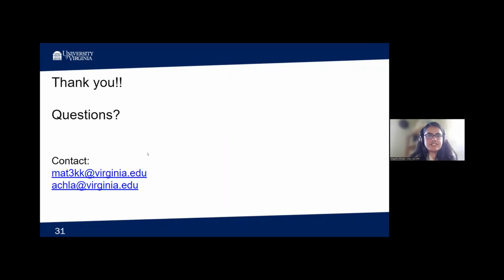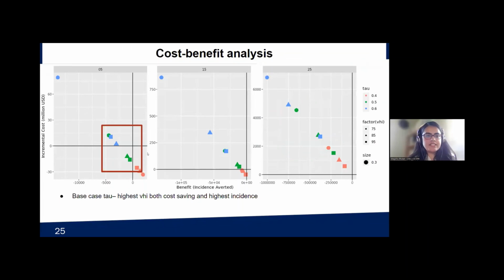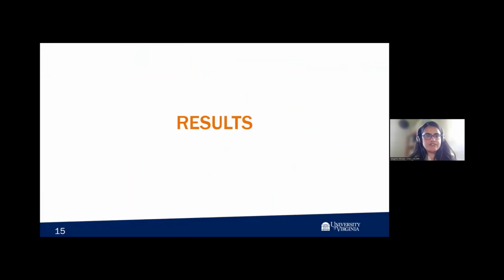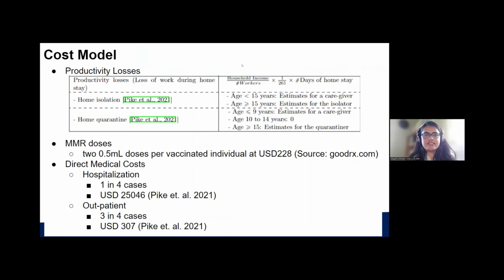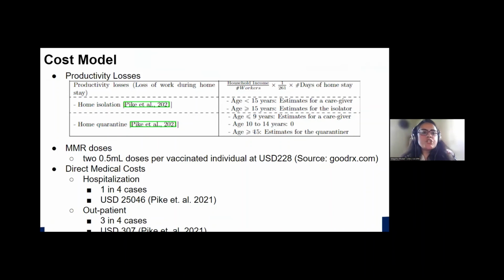Productivity losses. So I'll go back to that slide. We do consider the productivity losses of the caretakers. And I'm sorry for the fuzzy text here. In terms of caretakers, we look at the productivity losses for caretakers only when the isolating individual is less than 15 years old. And for quarantine individuals, we calculate productivity losses for caretakers for 9 years and younger.